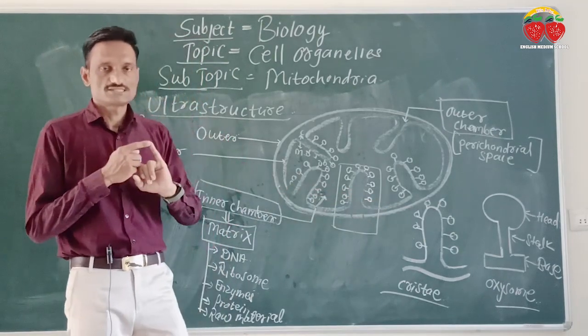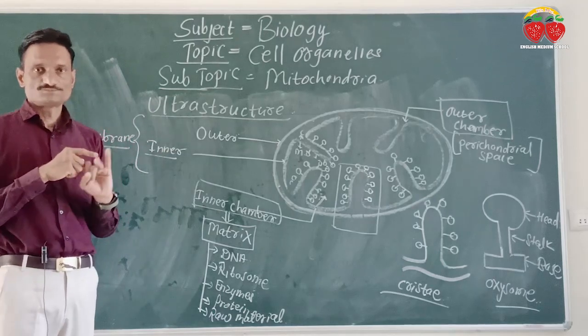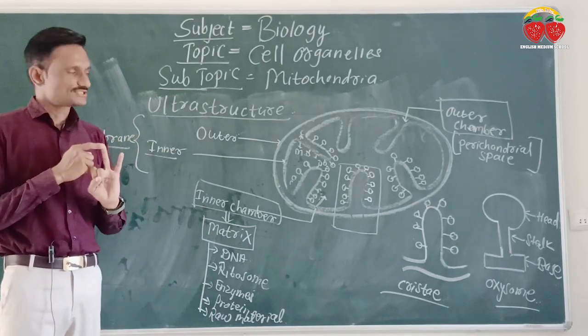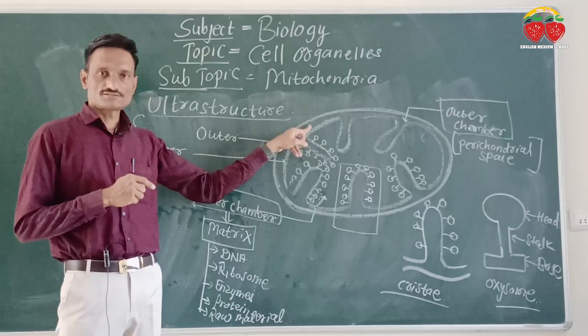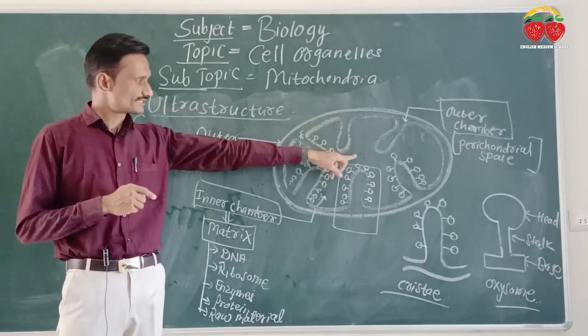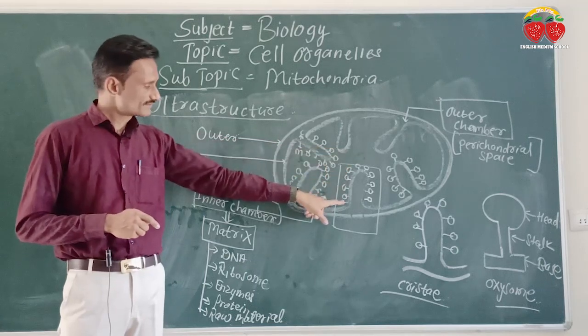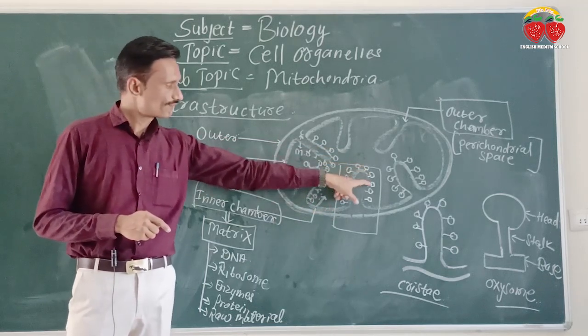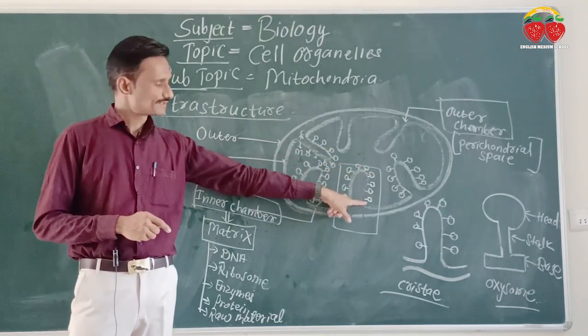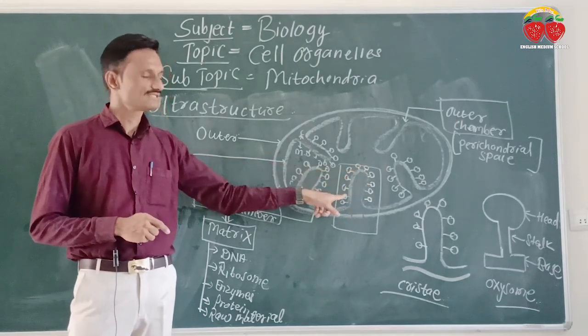Glycolysis takes place in the cytoplasm of the cell. After that, acetylation takes place in the peri-mitochondrial space of the mitochondria. The Krebs cycle takes place in the matrix of the mitochondria, and the ETS takes place at the base of the F1 particle, on the inner membrane where all the enzymes are present.